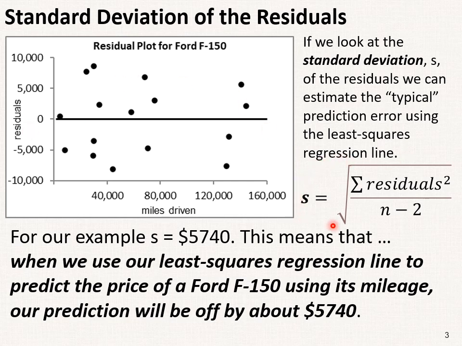This is the formula. We never will ask you to calculate that formula to calculate the standard deviation. It'll be given to you. So in the example of our F-150 pickup trucks, the S was 5,740. What does that mean? When we use our least squares regression line to predict the price of the Ford F-150s from the mileage, our prediction will be off, the difference between the observed and predicted, by about $5,740.